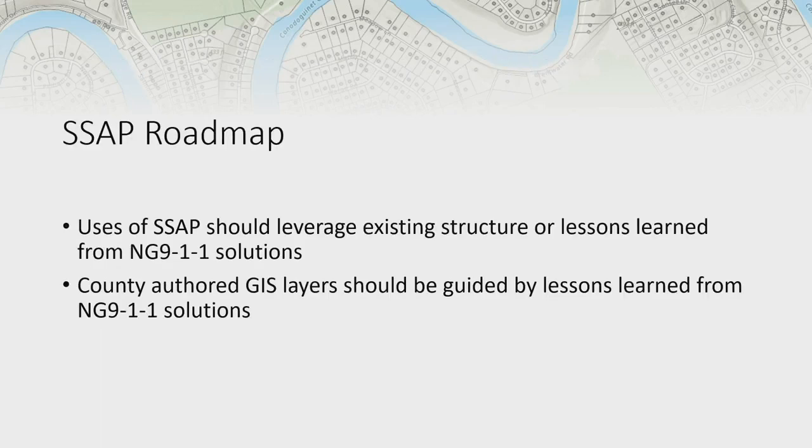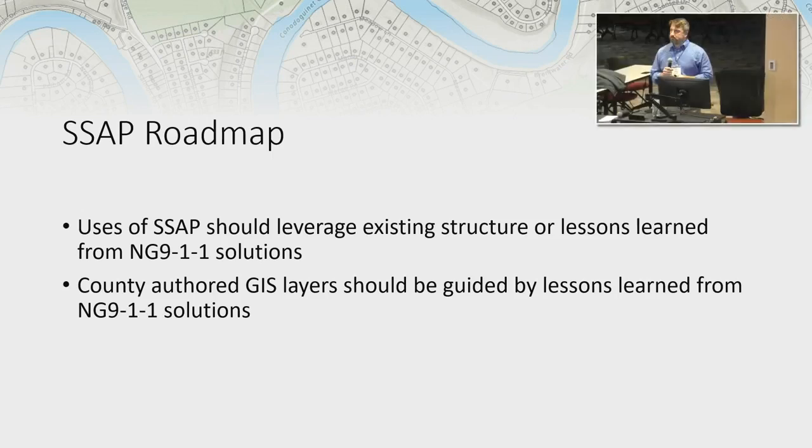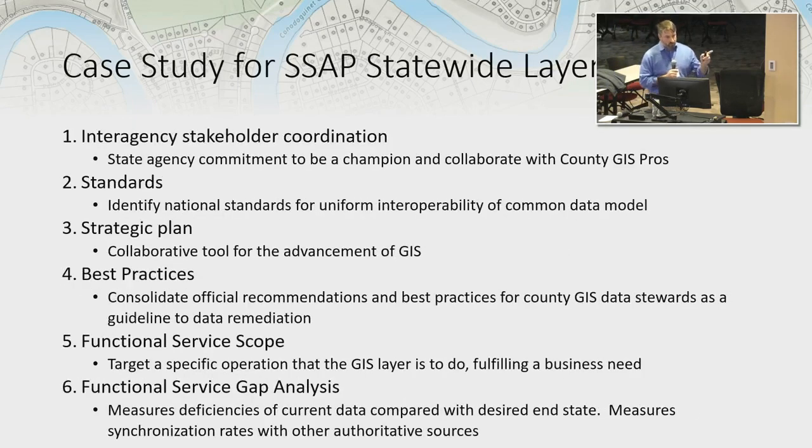And I'd like to point out that there are other uses of address point data other than Next-Gen 911, which I just mentioned. But we need to leverage the existing structure and the lessons learned of the processes that we've just talked about, right? We need to leverage that for using address points in other ways.